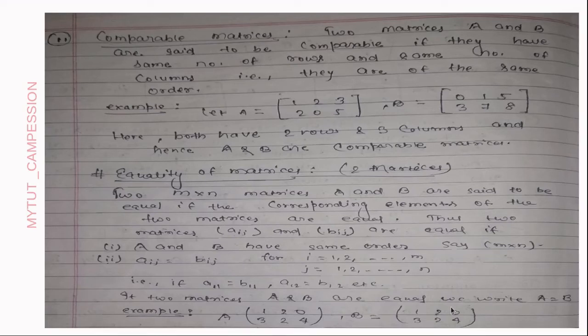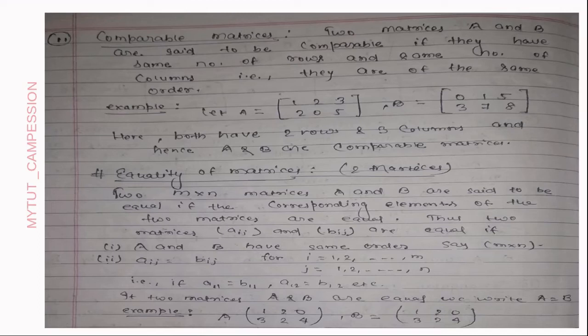Here is an example. Let matrix A be 2 cross 3 and another matrix B also 2 cross 3. Both matrices have 2 rows and 3 columns, so both have the same order. Hence A and B are comparable matrices. Now we will study why we read about comparable matrices, because now we will test the equality of matrices. When we are able to compare matrices, then we will check their equality.